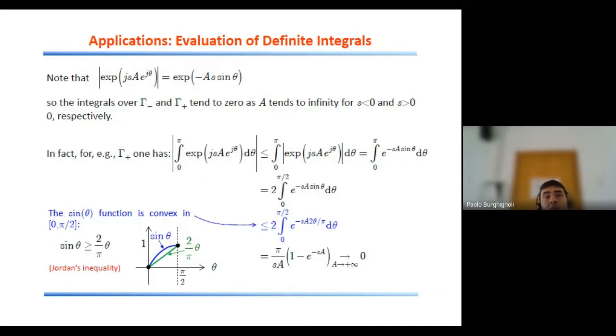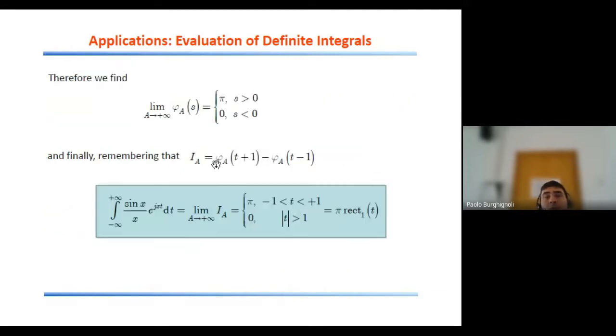But if this is true, then we find that the contribution of the integrals along the circles is 0 in the limit. So in the limit, when a goes to infinity, the function phi has just two values. That's equal to pi when its argument is positive, and 0 when negative, so it is the unit step function multiplied by pi.